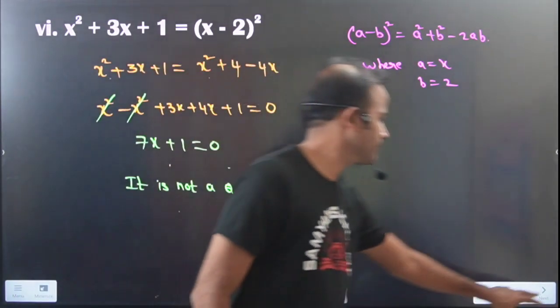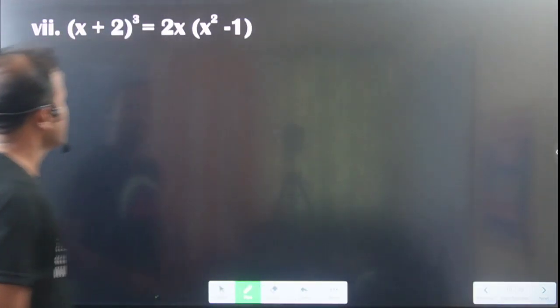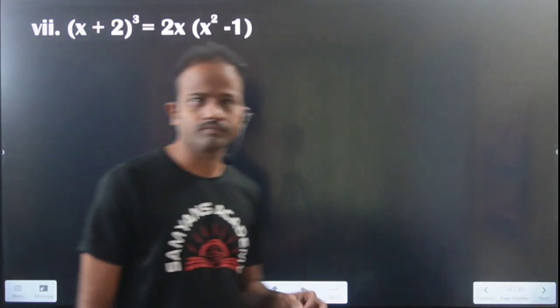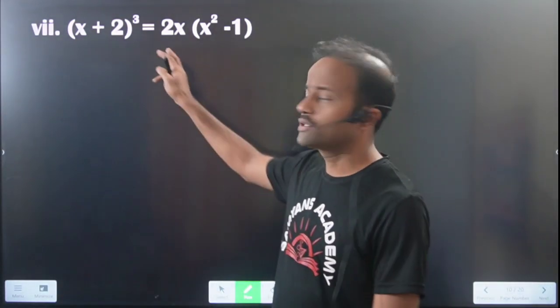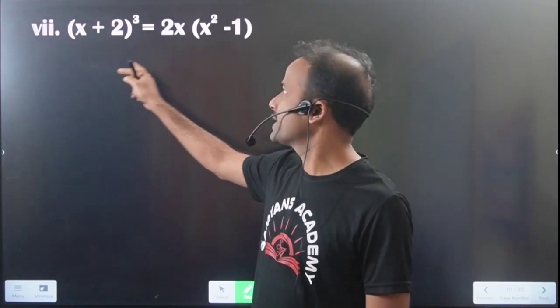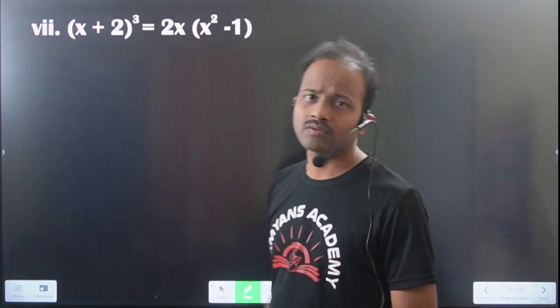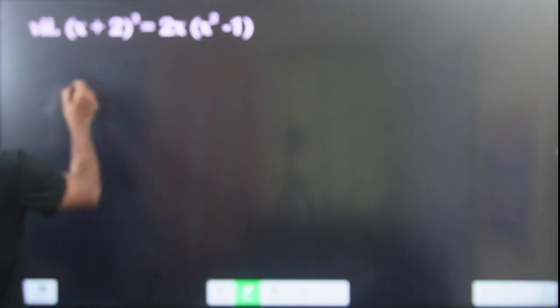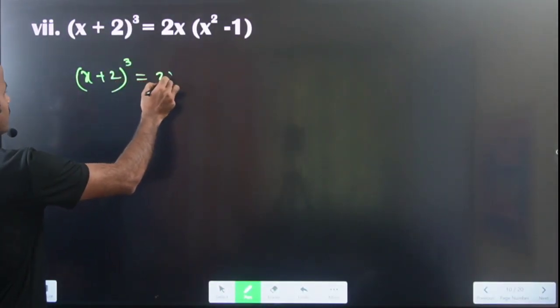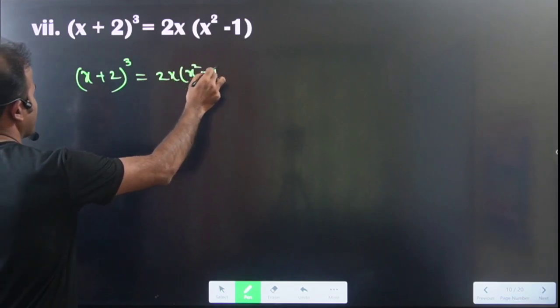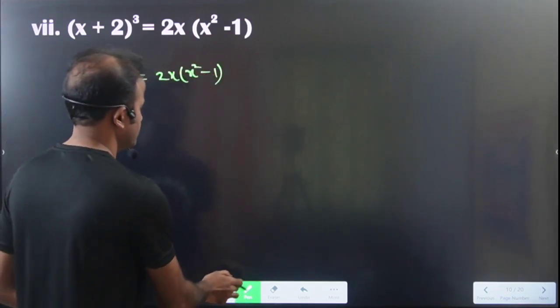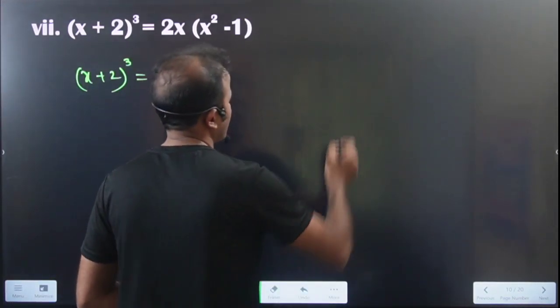Okay, then move on to the next question. In the next question we have (x + 2) whole cube equal to 2x into (x square minus 1). Do you know the formula of (a + b) whole cube?